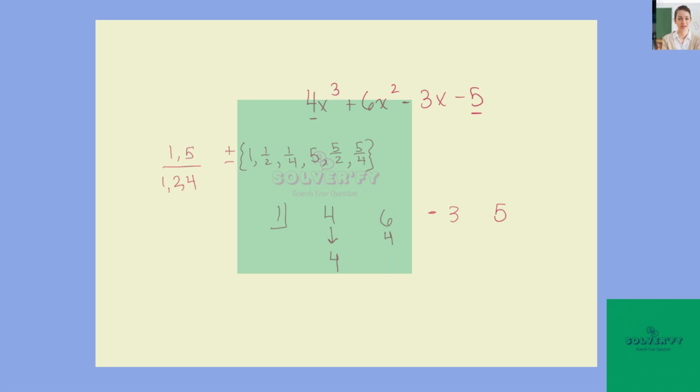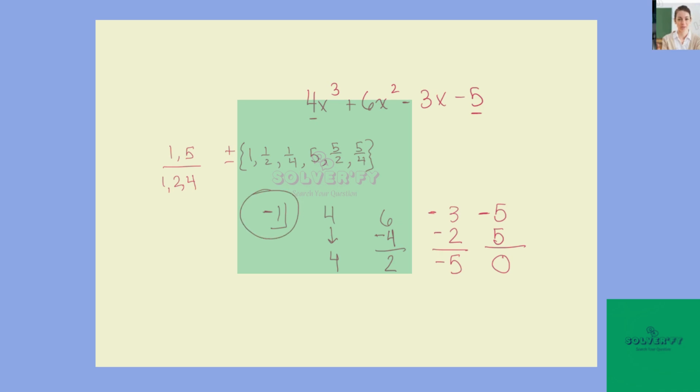So let's try -1. So 4 times -1 is -4. Add and I get 2. Here's a -2. -3 plus -2 is -5. -5 times -1. Sorry, this is a -5 here. There's my mistake. -5 times -1 is 5. And -5 plus 5 is 0. So that means this is one of my zeros.